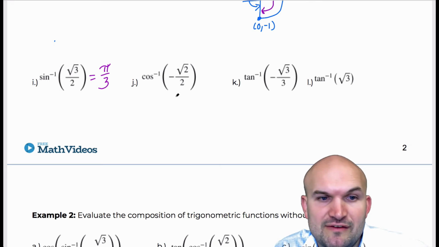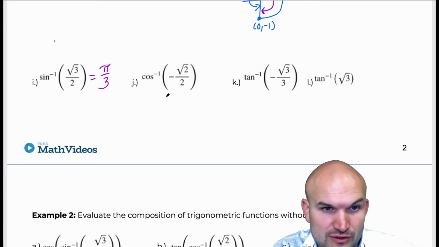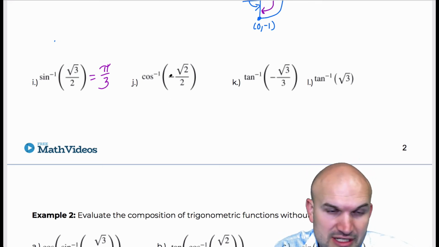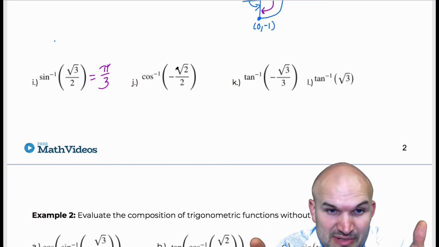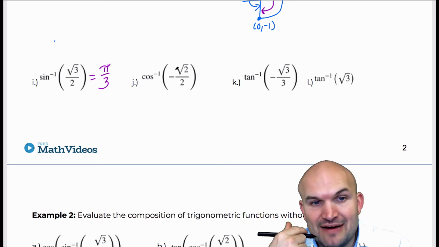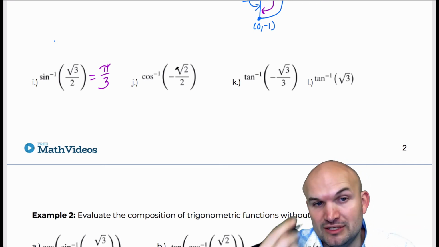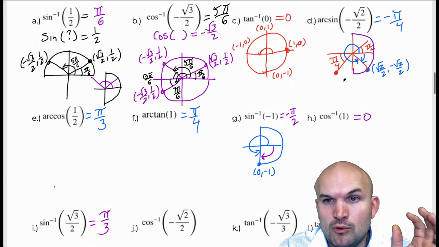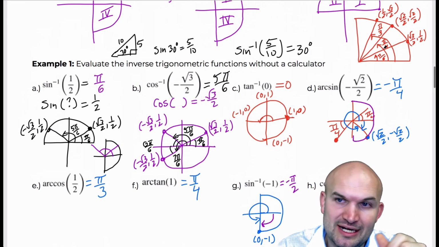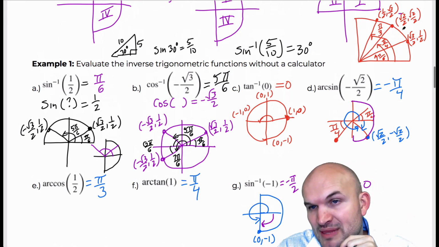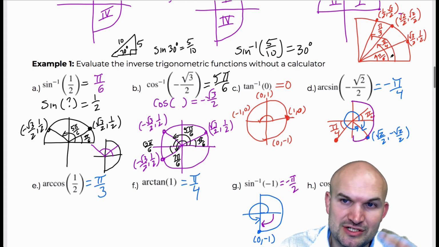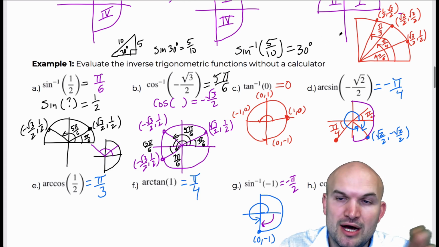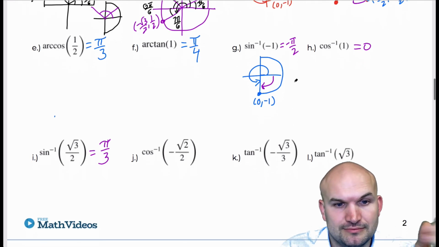This one, the cosine inverse of negative square root of 2 over 2. Cosine of what angle is going to give me negative square root of 2 over 2? Again, that angle restriction has to be within the first and the second quadrant. Since it's negative, I know it's going to be an angle in the second quadrant. So I look at what angle has cosine equal to square root of 2 over 2. Well, that's pi over 4, but that's in the first quadrant. So if it's negative, in the second quadrant, then that's going to be 3 pi over 4.